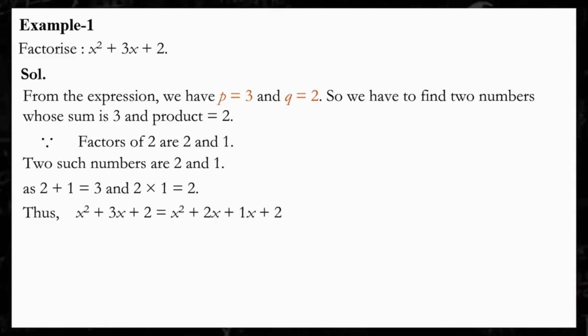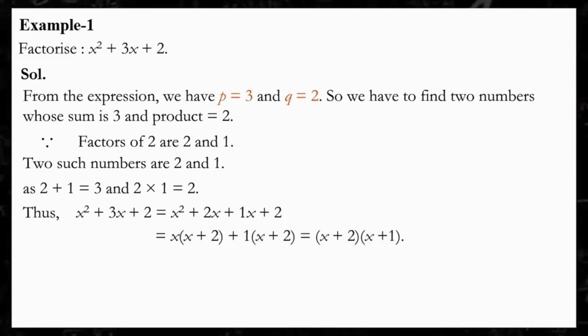Thus, x square plus 3x plus 2 is equal to x square plus 2x plus 1x plus 2, which is equal to x into (x plus 2) plus 1 into (x plus 2), which is equal to (x plus 2) into (x plus 1).